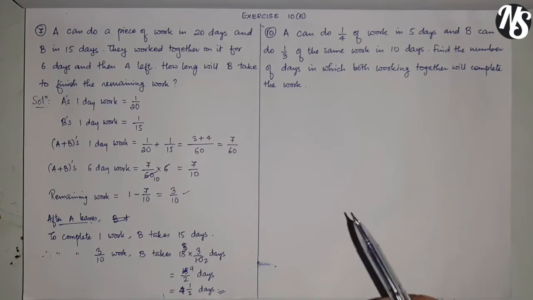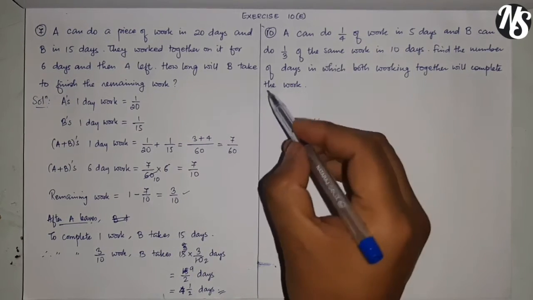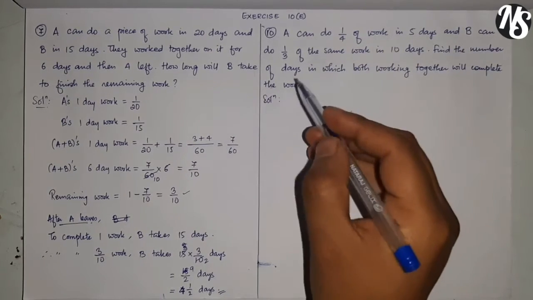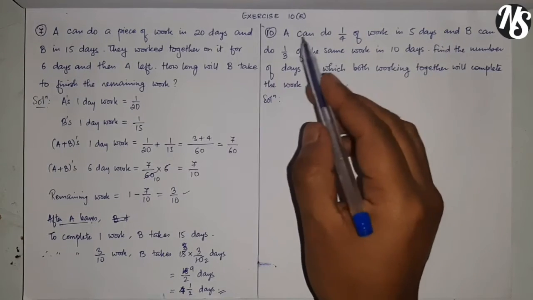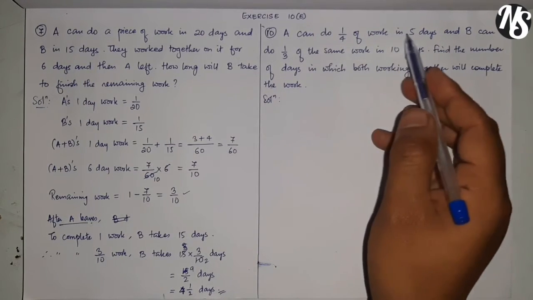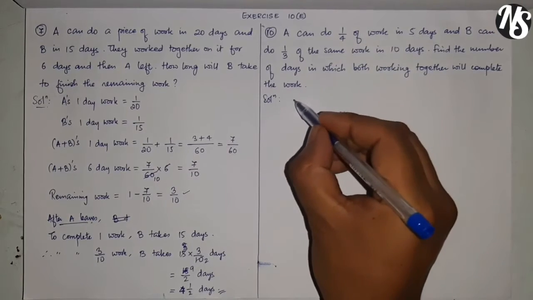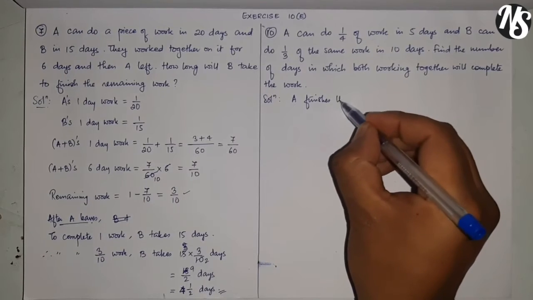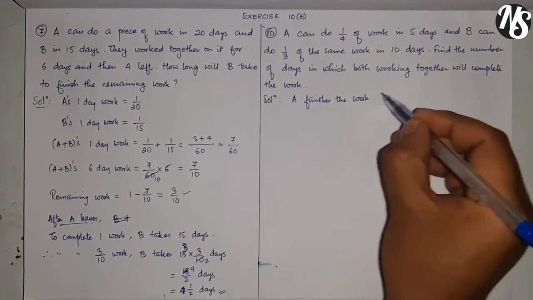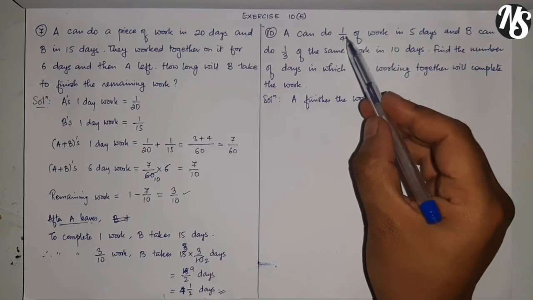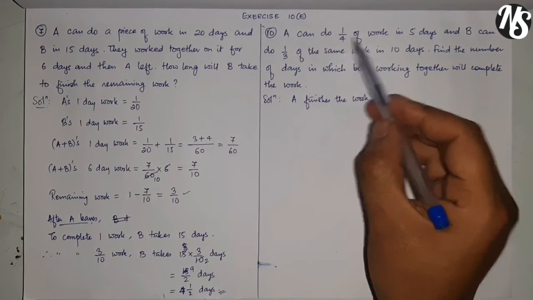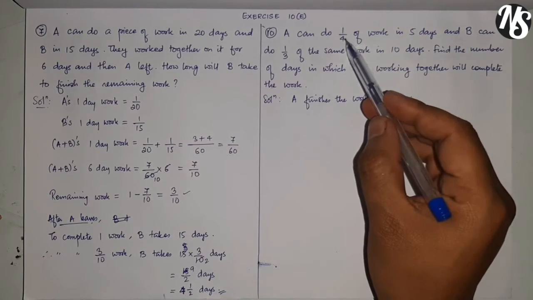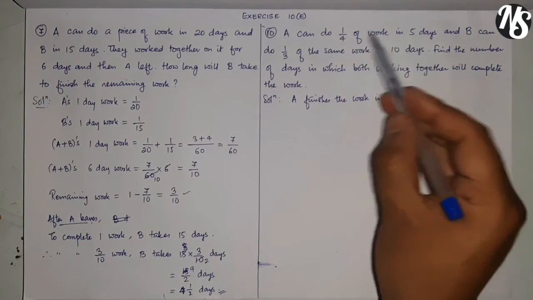Now let's see the next question, question number 10, which says E can do 1 by 4 part of the work in 5 days. So if E can do 1 by 4 part of the work in 5 days, let's see in how many days E finishes the work. If 1 by 4 part of the work is done in 5 days, then the whole work, that is one work, will be done in how many days? It will be 4 into 5.